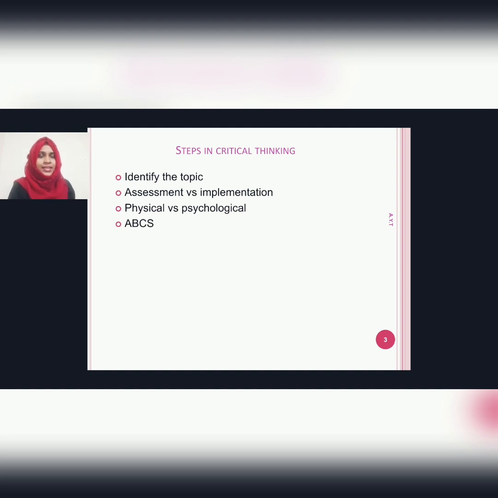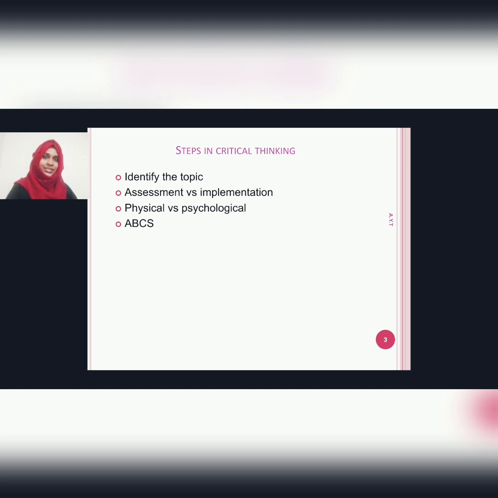What is ABCs? Here, this ABCs has nothing to do with CPR. The ABCs means airway, breathing, circulation. Airway starts from the tip of the nose to the alveoli. Anything from the tip of the nose to the alveoli is related to airway. Breathing means inhalation, exhalation, oxygenation status. All those things fall under breathing.